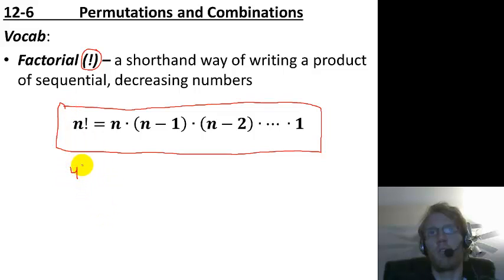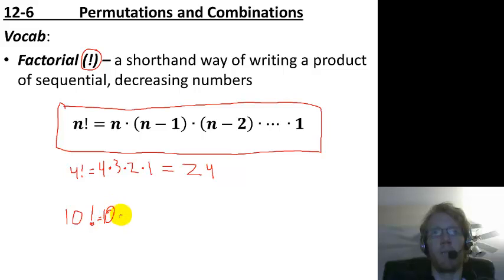So if you have 4 factorial, for example, that would be 4, which is the first number, n, multiplied by the next one, n-1, which is 1 smaller, so 4 times 3 times 2 times 1. And of course, 4 times 3 times 2 times 1, if you multiply it out, you get 24. So like 10 factorial, for example, would be equal to 10 times 9 times 8 times 7 times, and I'll just write dot dot dot, and you go all the way down to 1.